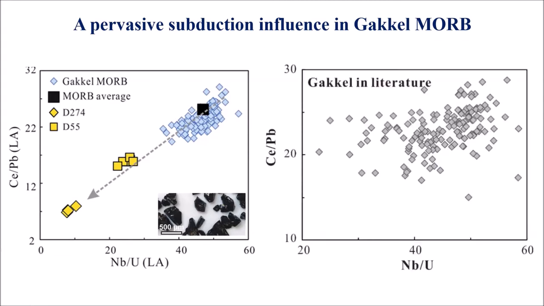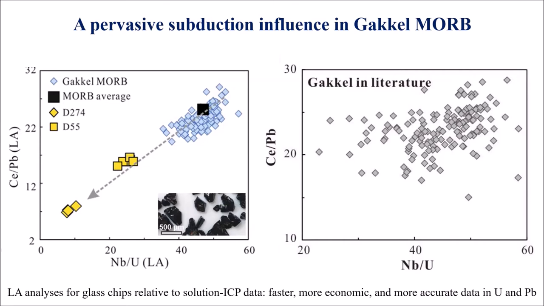And I have to mention that such a trend is actually absent in previous solution data, as shown by the gray diamonds over here, the literature data published mostly in Gale et al. Well, it's likely because of the alteration effect on uranium and the contamination effect on lead for the solution-based ICP mass spec data. So we highly recommend analysis of fresh MORB glass using laser ablation for trace elements instead of the solution-based ICP analysis on glass powders. The laser method is a lot faster, more economic, and gives better data quality, especially for uranium and lead.